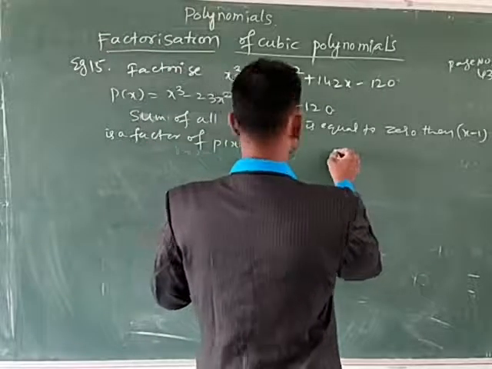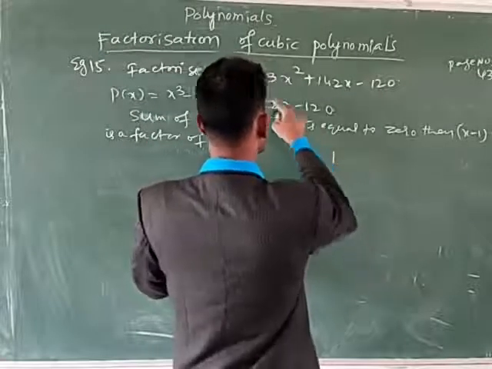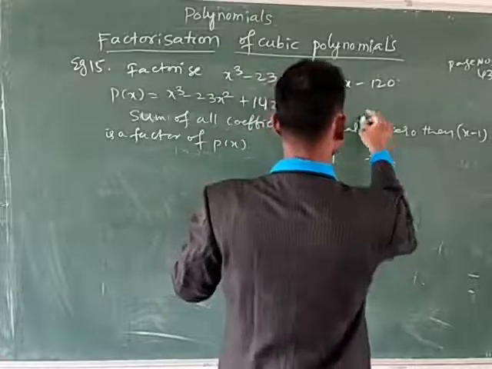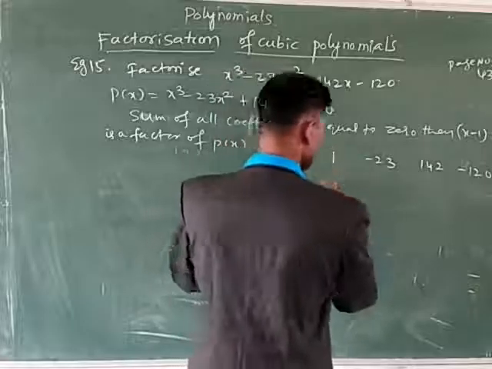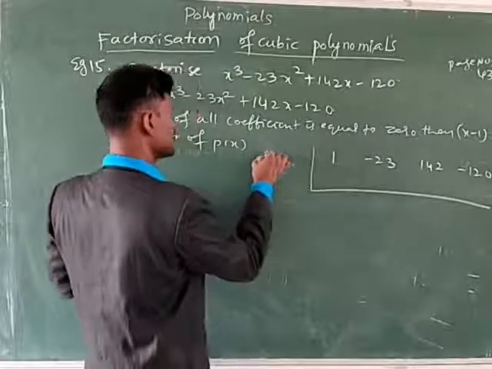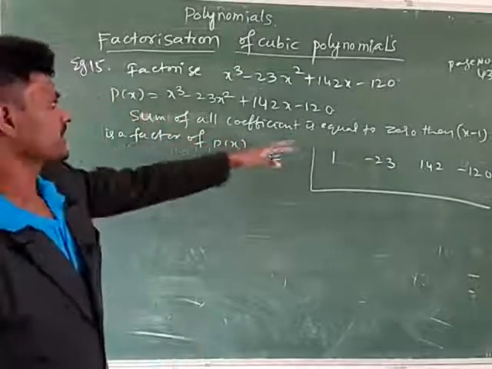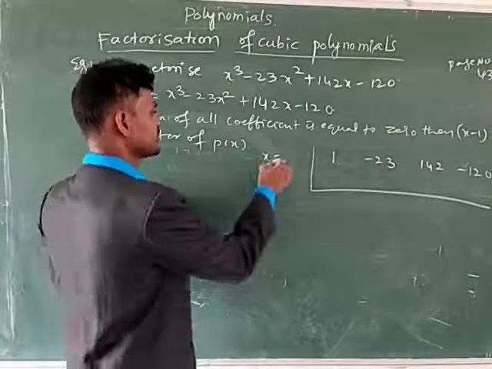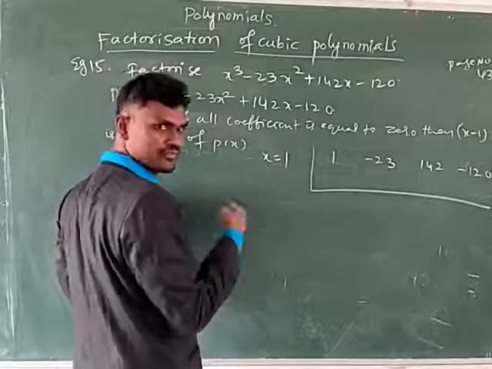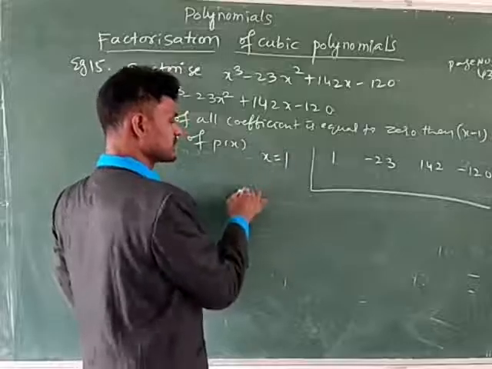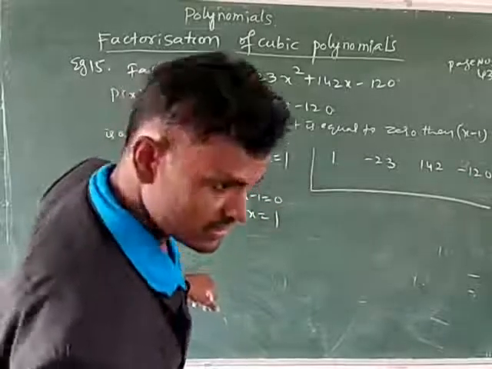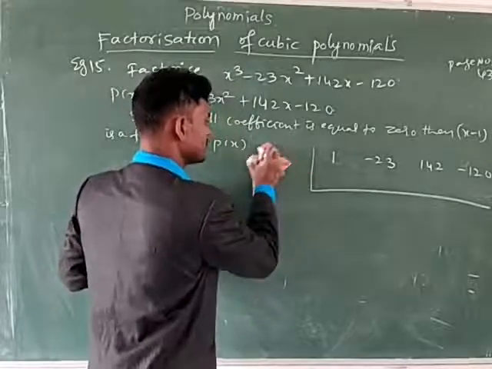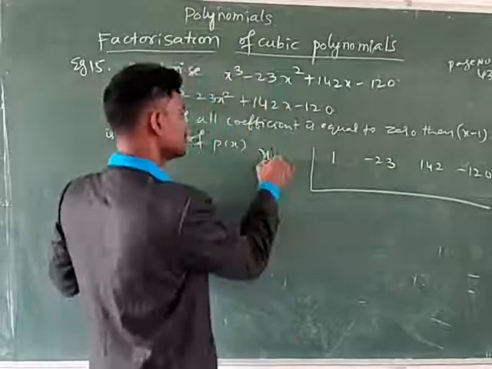Now you have to write all coefficients using the synthetic division method: 1, minus 23, 142, minus 120. First you have to write x is equal to how much? X minus 1 is a factor of p of x, so x minus 1 is equal to 0 means x is equal to 1 only. That's why you have to write x is equal to 1 here.